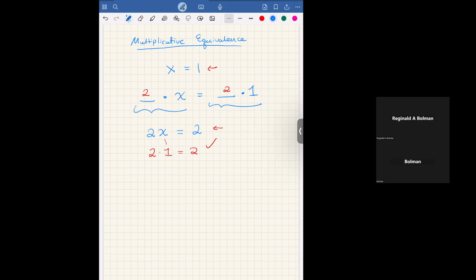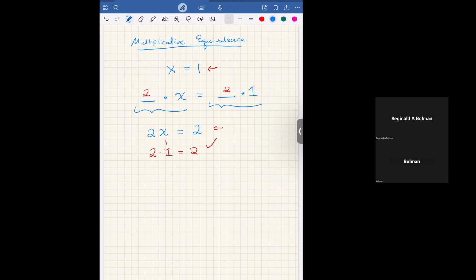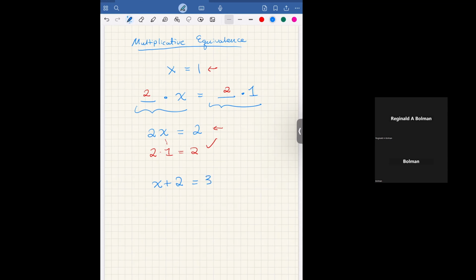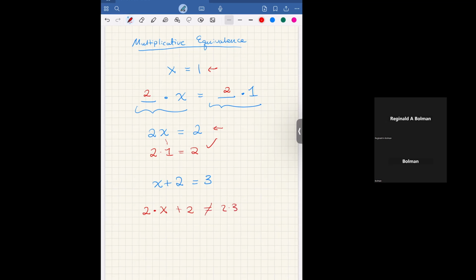Now, we do have to be careful because while it is true that when you multiply both sides of an equation, the equation itself will be preserved as long as you've multiplied the same value on both sides, how you do that is critically important. If instead of x is equal to 1, you had an equation or expression such as x plus 2 is equal to 3, you cannot simply multiply 2 with your x value and maintain the same value of x.